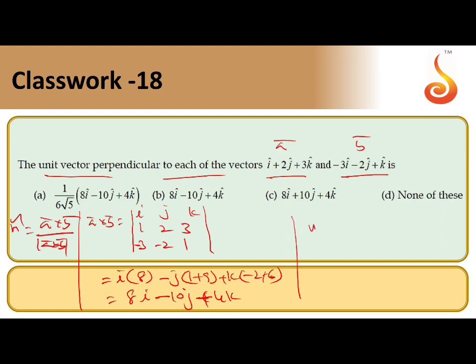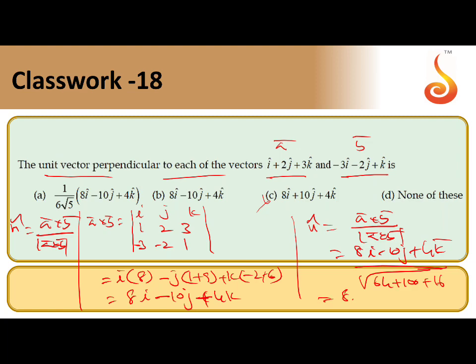So now what is n cap? n cap is A cross B by the magnitude of A cross B. So that means the vector 8i minus 10j plus 4k. Look at the options. The first option is there but the denominator is different. The second option is matching. The third option is not matching. So the magnitude is root over 64 plus 100 plus 16. After simplification, we get 8i minus 10j plus 4k divided by this value, 6 root 5. You can simplify to get the answer here.